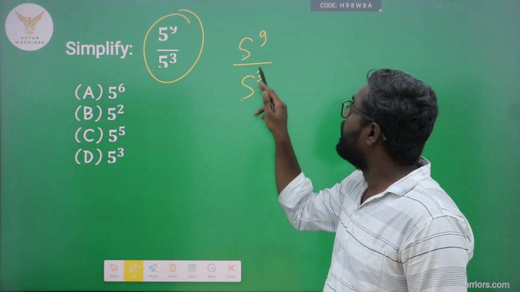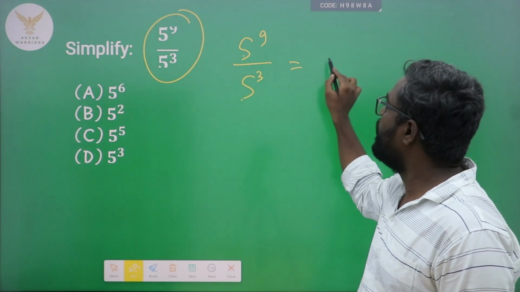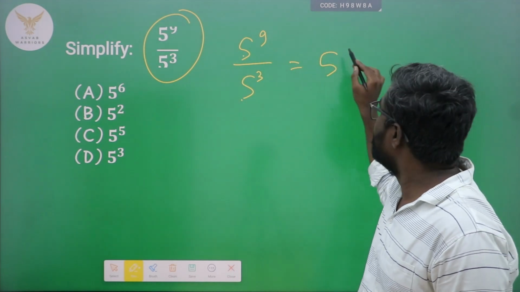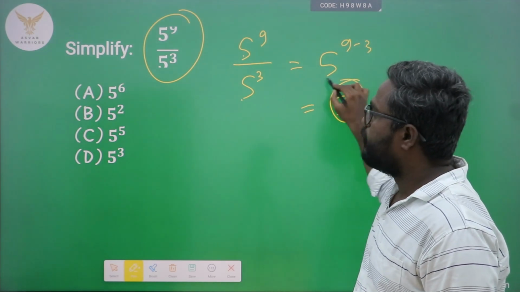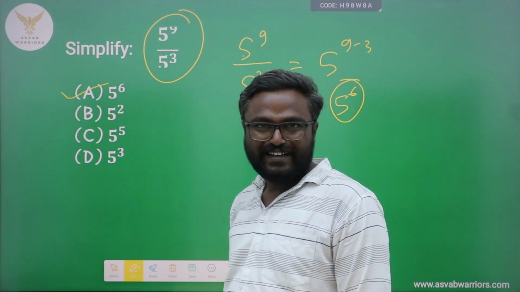Remember, the base is same, powers are different. What do I do? I simply subtract 9 minus 3. What do I get? 5 to the power 6. So option A is correct.